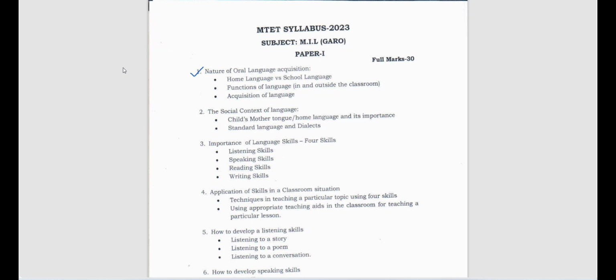We will see home language versus school language. We all have our own specific home languages. Some of us speak Khasi, Garo, Nepali, Bengali, Assamese, or Urdu at home. But in school, of course, we have a common language. If you go to a Hindi school, you will speak Hindi. If you go to a Bengali school, you will speak Bengali. If you go to an English school, you will speak English. So there is a difference between the home language and the school language. Now, functions of language in and outside the classroom. How does language help us in the classroom and outside the classroom, that we shall see. Then acquisition of language, how do we acquire the language? That also we will see.